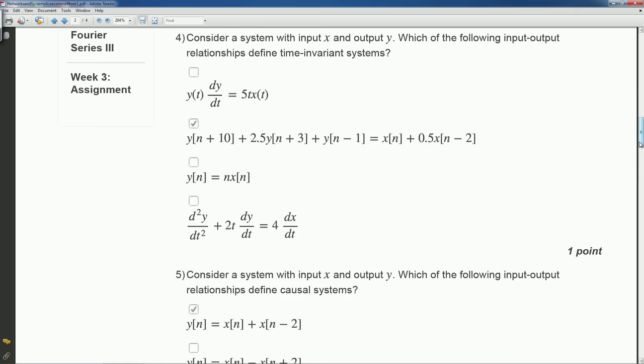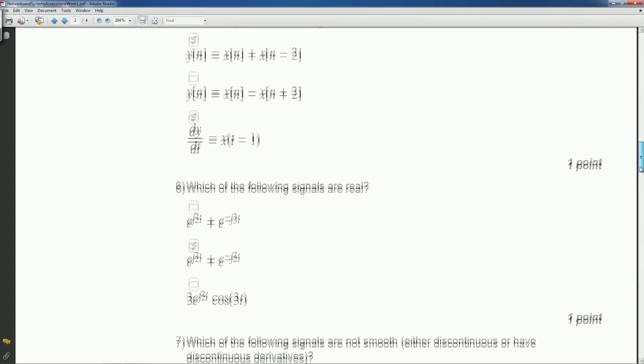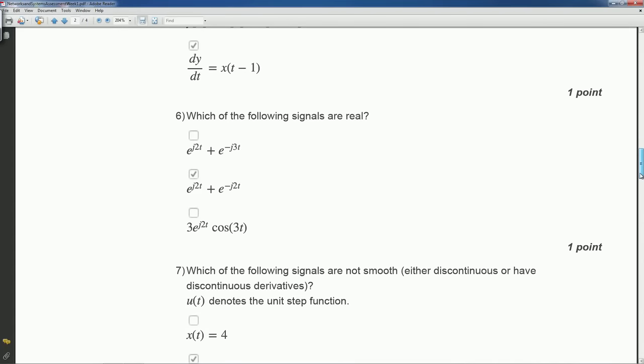So, I am going to skip the causality question; as it turns out the answers are first and third. And which of the following signals are real, it is again an easy definition of the real number system. A useful hint is a number x is real if x equals x conjugate. That's the way to check if some complicated function is real or not.